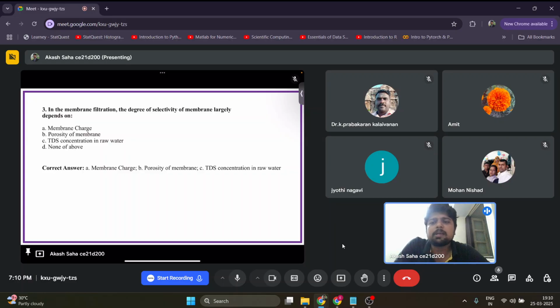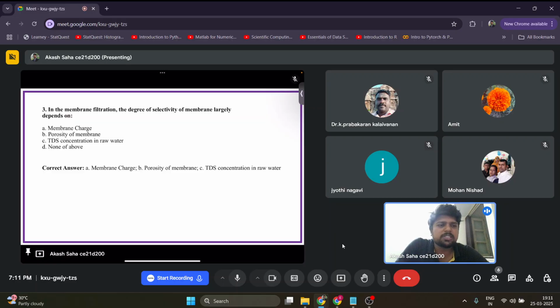This is one aspect. Then the porosity. If the porosity is high, more and more molecules will be allowed to pass through. If the porosity is very low, it will allow selective passage of molecules. So the porosity of the membrane is also very important. Then TDS concentration comes into the picture, for example in reverse osmosis, where dissolved solids are also being retained. So based on the TDS concentration we also choose the membranes. What pore size, what charge, we have to see everything.